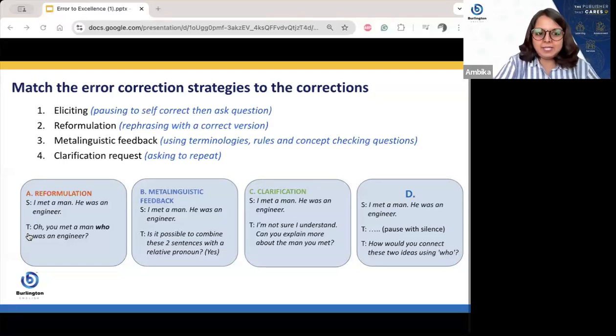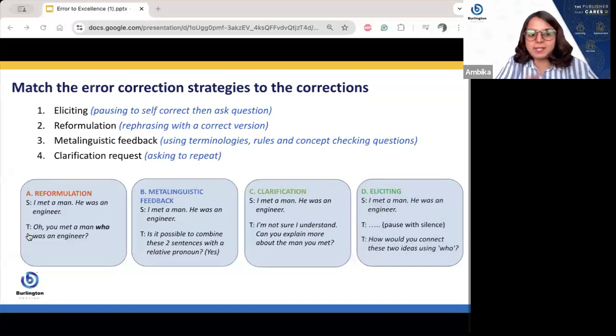So what happens here is you're asking them to repeat, mainly because you have pointed out an error and you're not explicitly saying that it's an error. So I will come to the pros and cons of this also. I'm not saying each of the techniques is the best or worst. I'll come to the pros and cons. And last is the eliciting manner.